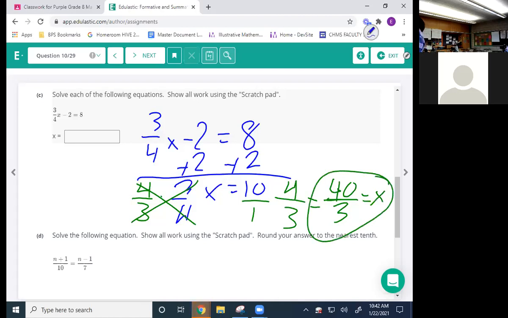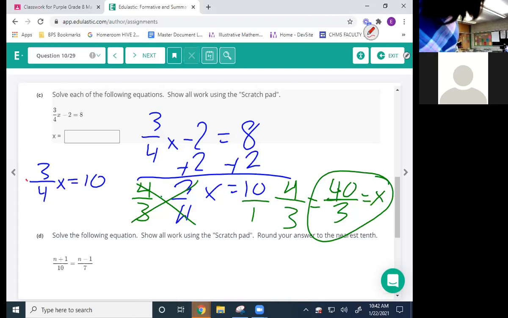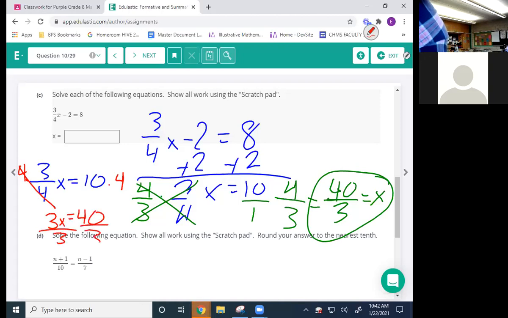Or another way that you could do this, let me show you. You get 3/4 x is equal to 10. You could break it apart and do it two separate ways. You could first multiply by 4 on both sides to cancel out that denominator, be left with a 3x is equal to 40, and then divide by 3 to get the x by itself. Do you see that, Peyton? Both ways would work. Do you see what I just did there, Peyton?